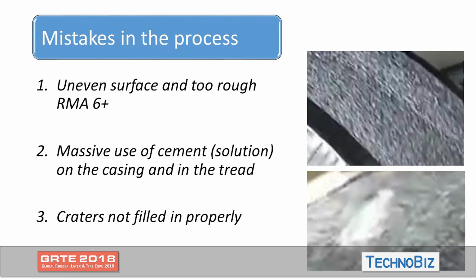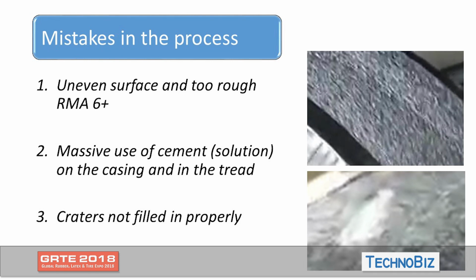The second mistake was the massive use of cement. Cement costs money. And you have seen when they went with the brush, they were painting and using a massive quantity of cement. Even worse, as you will see in the next slide, they were building these tires when the cement was not dried, was still wet. It was really terrible.